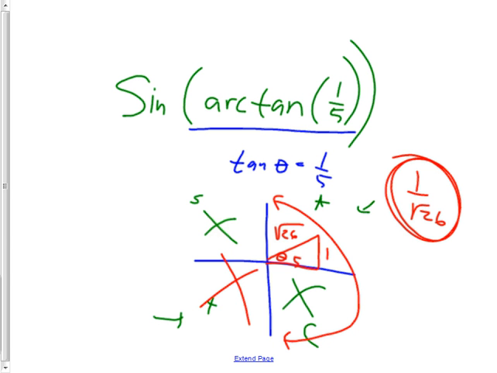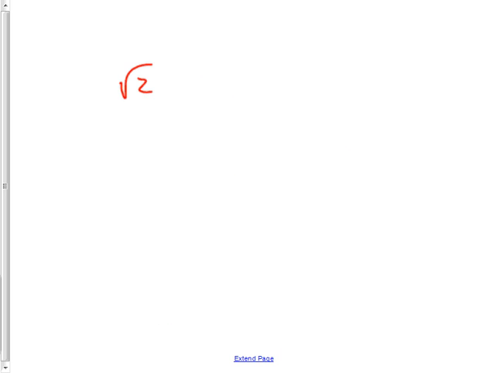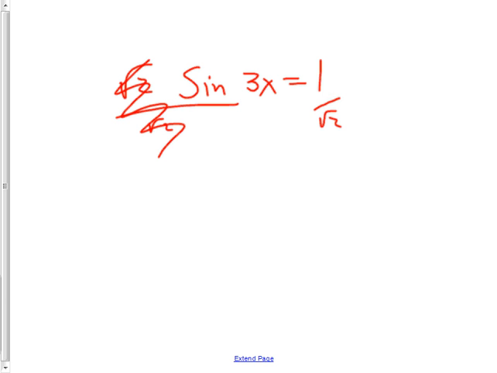Let's try: square root of 2 sine of 3x equals 1. Who knows the first step? Divide by square root of 2. Next. Who knows the next step?